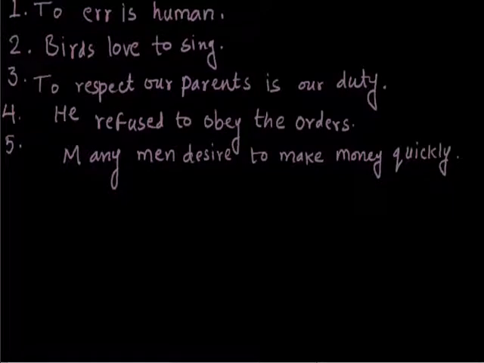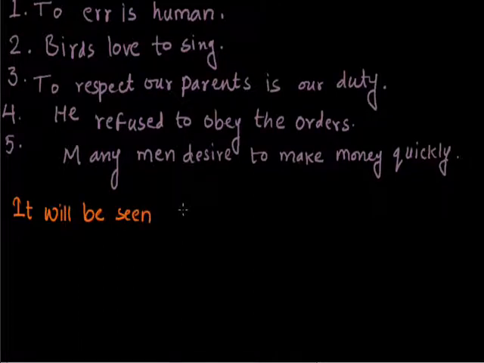Now we again draw a conclusion from these five sentences. It will be seen that the infinitive is a kind of noun with certain features of the verb, especially that of taking an object when the verb is transitive, and adverbial qualifiers. In short, the infinitive is a verb noun.